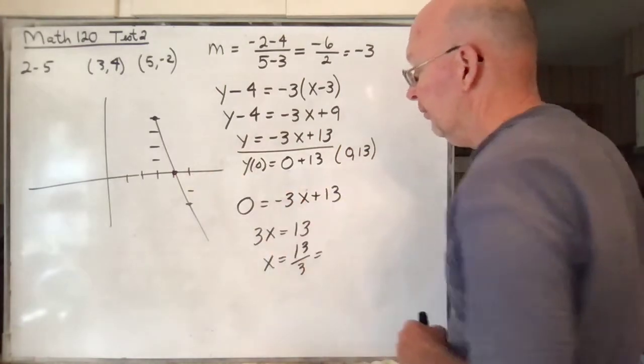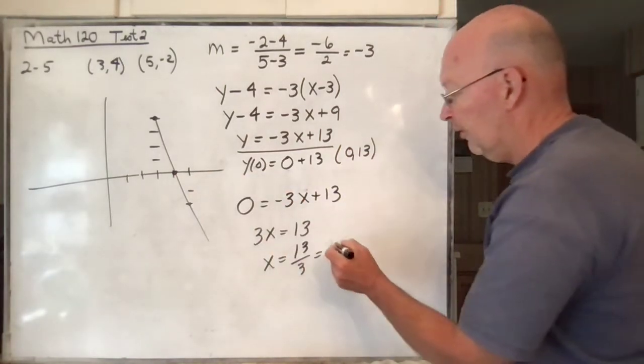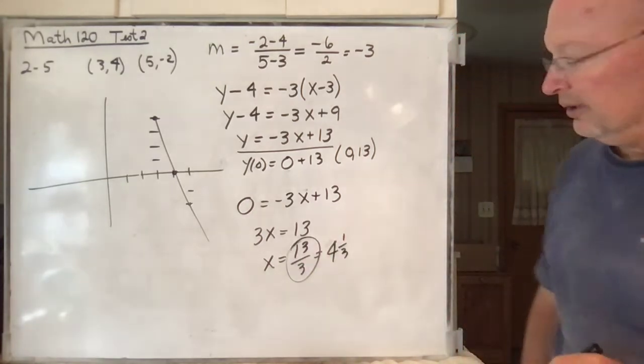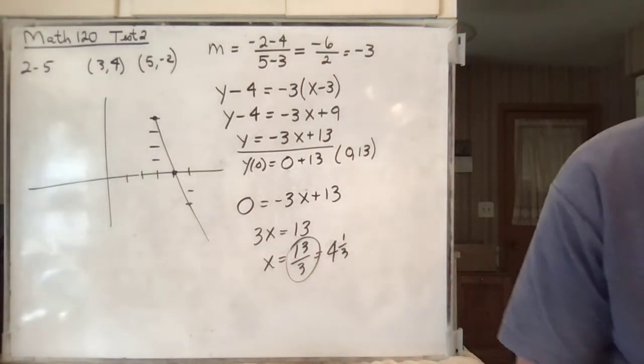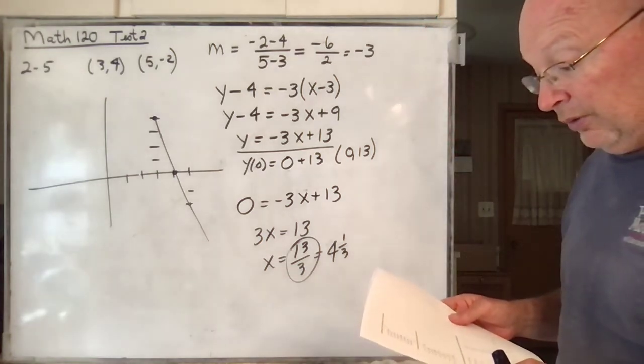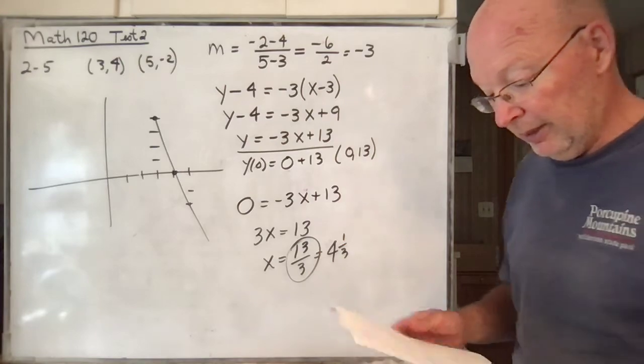So boom, yeah, that was pretty good there, okay? 4 1/3. Okay, that's probably as good of an answer. Okay, good. So there you go. So that was problem number 5.